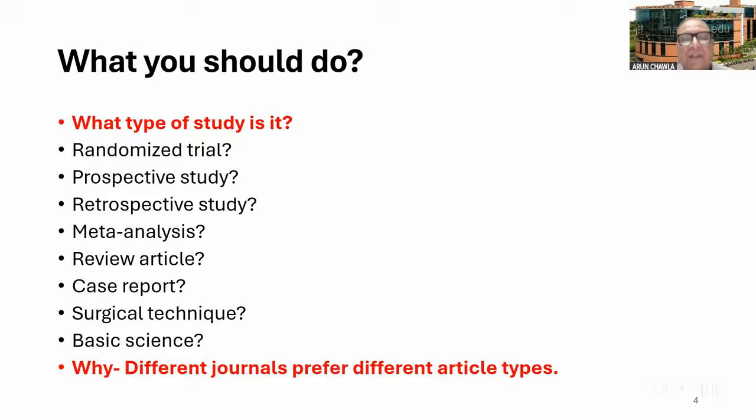If you see the different journals, there will be a few original articles, a few meta-analyses, a few devoted to basic science, a few devoted to translational science. So each journal has a different section. So you have to see what type of study I have completed and where I find the appropriate space for my study in the urology journals.